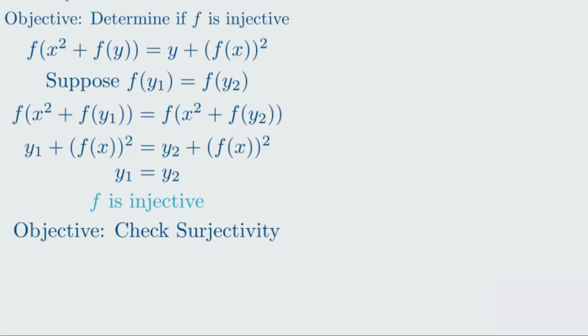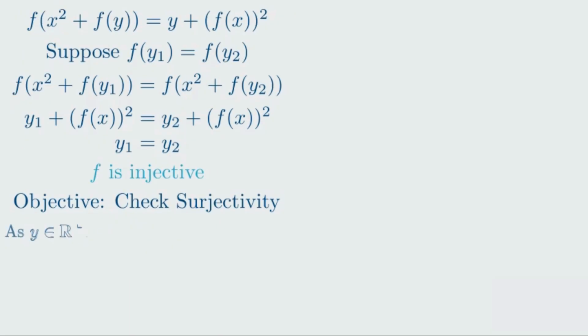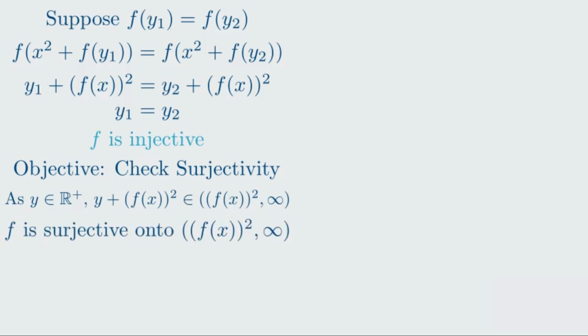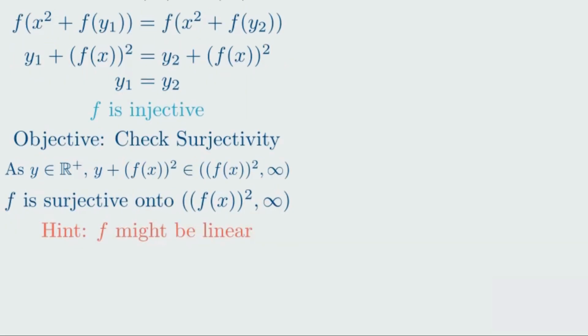Next, let's consider surjectivity. Does the function cover all positive real numbers in its range? As y varies over all positive real numbers, the right side, y plus f of x squared, covers all values in the interval from f of x squared to infinity. Since the right side can take any value greater than f of x squared, and the left side is simply f of some input, we can conclude that the range of f is unbounded and covers all sufficiently large positive reals. Knowing that f is both injective and surjective is a powerful hint that f might be a very simple function, like a linear one.